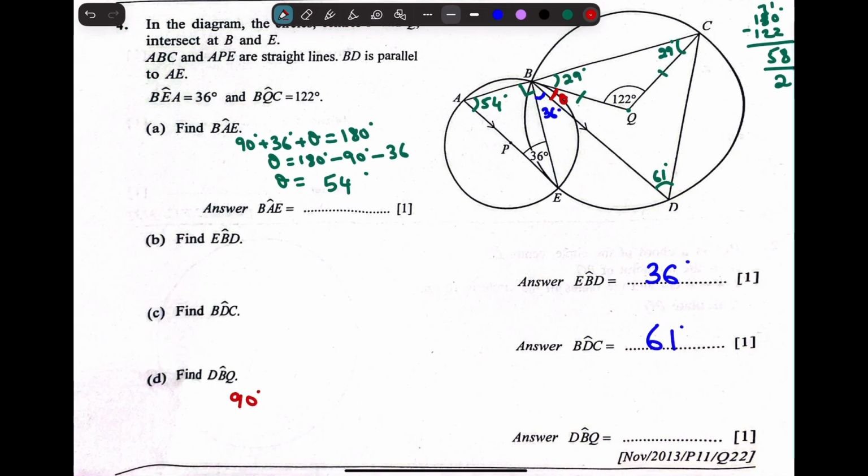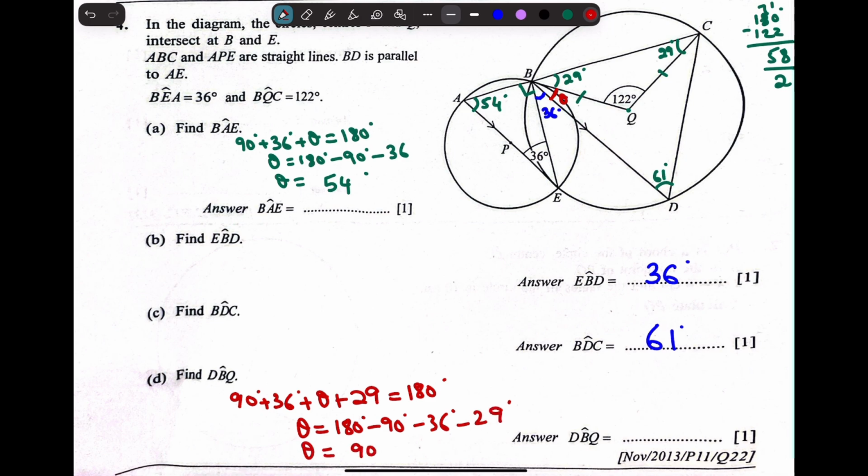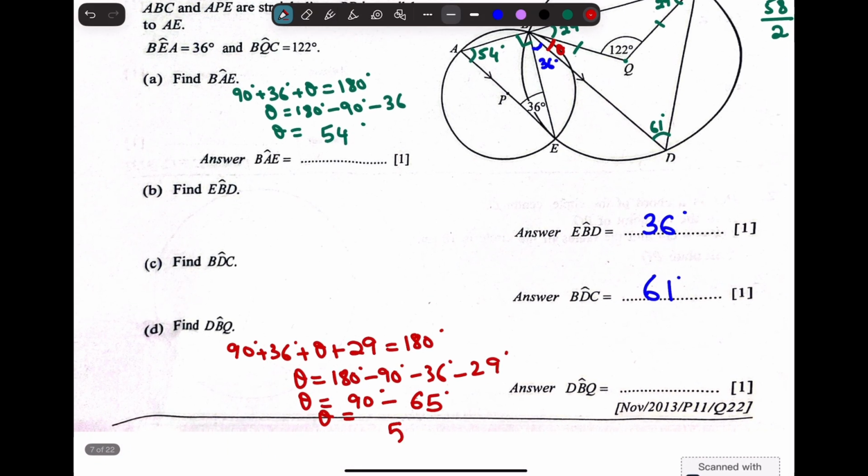So 90 plus 36 plus theta plus 29 should be equal to 180 degrees. So theta is equal to 180 minus 90 minus 36 minus 29. Theta is 90 minus 65 degrees. So the angle is going to be 25 degrees.